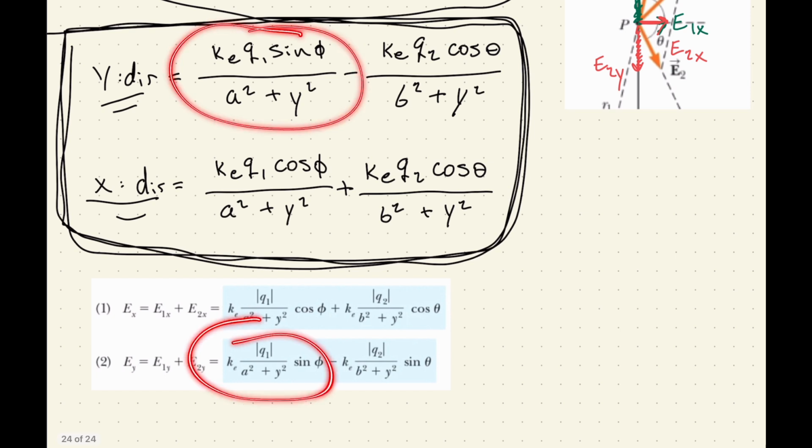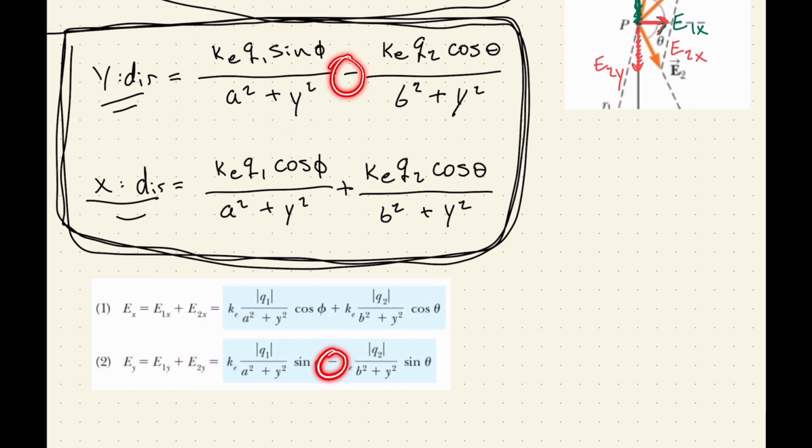Now, the first term here is correct. The minus sign here was incorrect. But let's check the rest. KE, KE, Q2, Q2. Ooh.